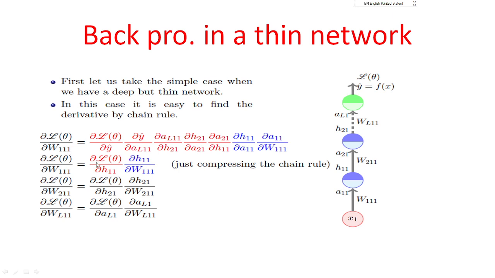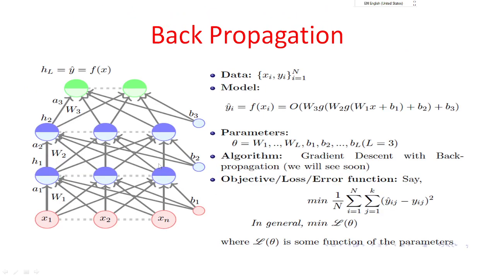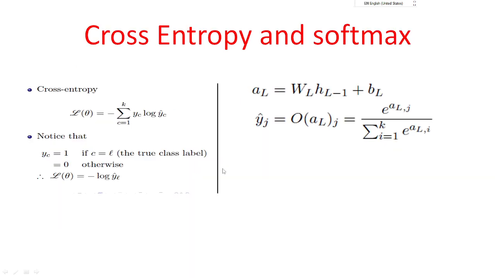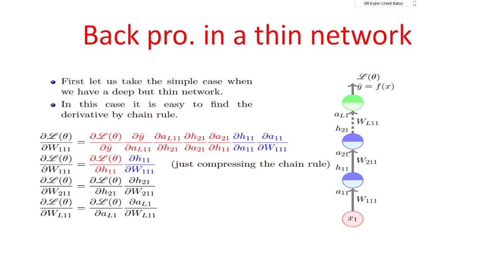I'll explain. You can see here, W111: the first one refers to the first layer, the second one refers to the first node, and the third one refers to the node number in the next layer. So when I say W111, it connects the first node in the first layer with the first node in the second layer. W112 means it connects the first node in the first layer with the second node in the second layer. This is how you have to interpret the notation.